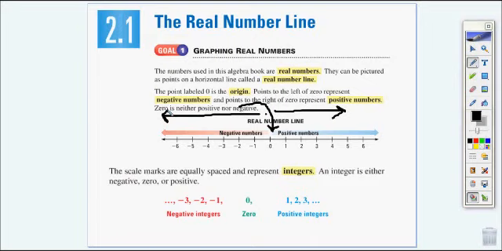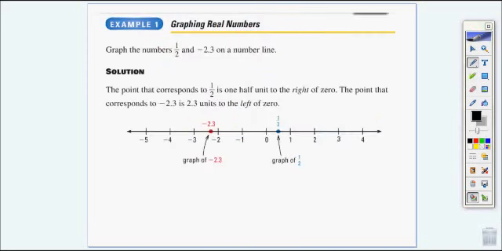So if we are looking at the number line here, the scale marks are equally spaced and represent all integers. An integer is either negative, 0, or positive. So if we were going to graph the numbers 1/2 and the decimal negative 2.3 on a number line, we would do so in the following way.